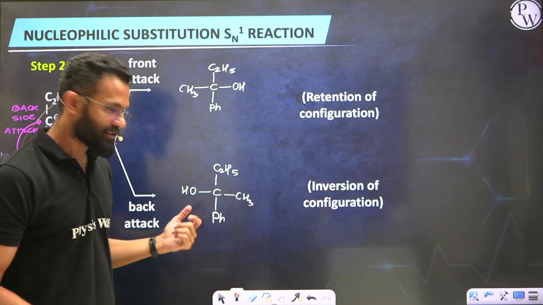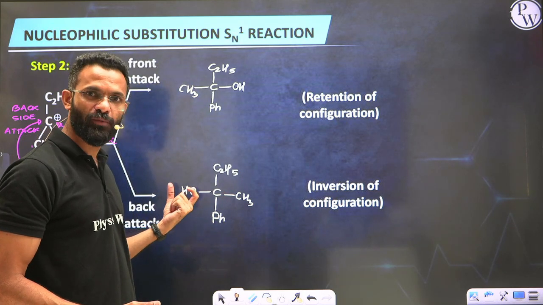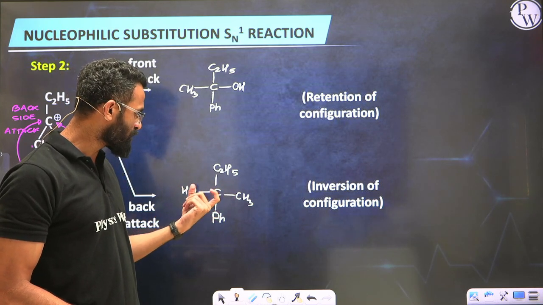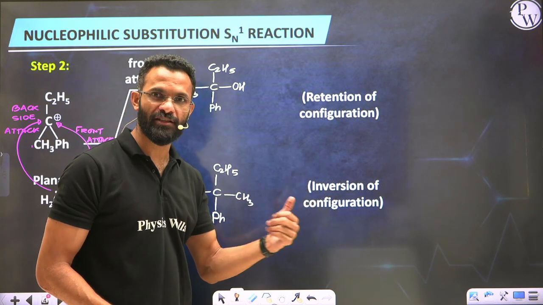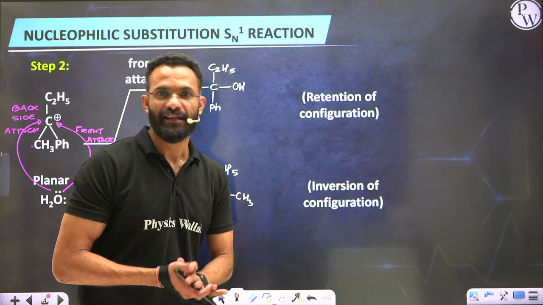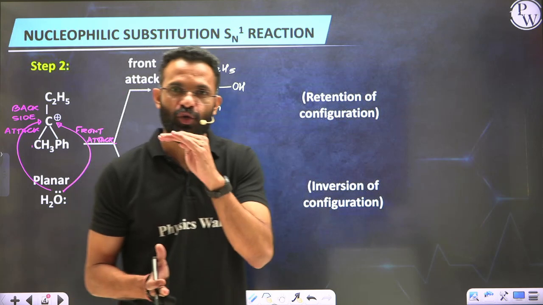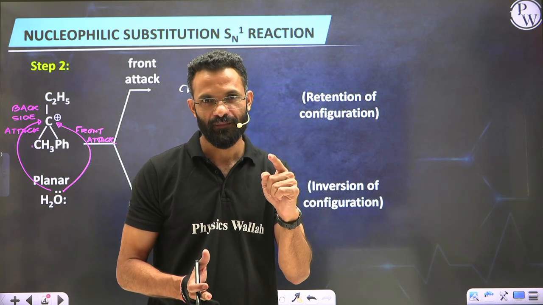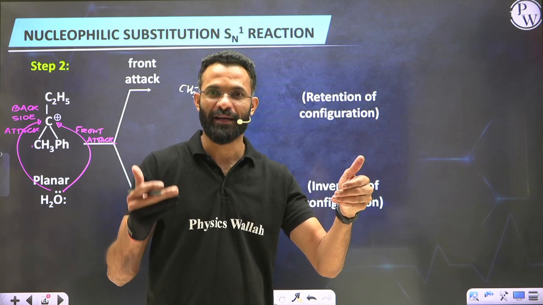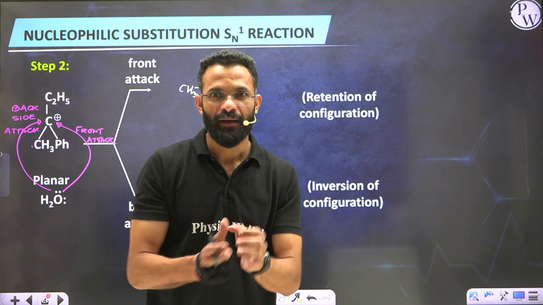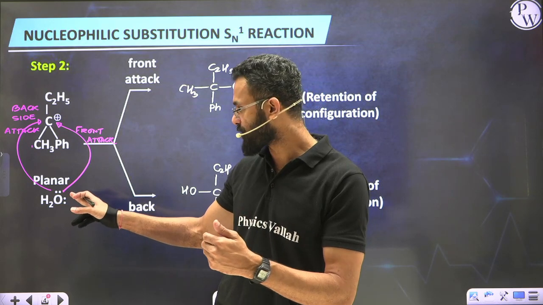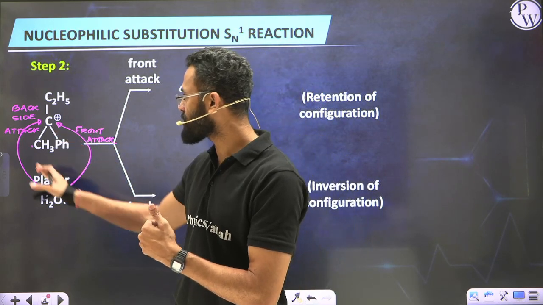Whereas here, the position of the OH group is exactly on the opposite side of where the bromine was present. So I will say this product is obtained with inversion of configuration. The configuration seems to be inverted in the final product. This means in the SN1 mechanism, step 1 is a slow dissociation of the carbon-halogen bond, resulting in the formation of a carbocation, which is the slow, rate-determining step. Once the carbocation is formed, because it is planar in nature, the attack of the water molecule can take place either from the front side or from the back side.